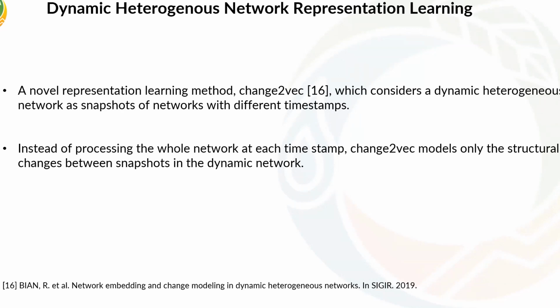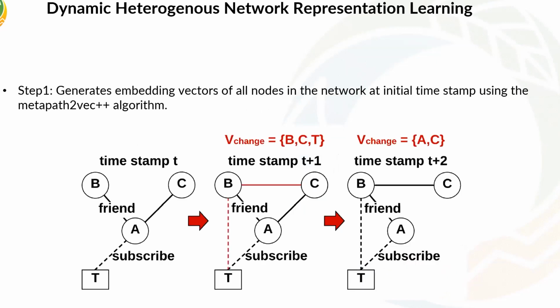So I developed a novel representation learning method named Change2Vec, which considers a dynamic heterogeneous network as snapshots of networks at different time steps. Instead of processing the whole network at each time step, the algorithm models only the structure changes between the snapshots in the dynamic network. There are in total 4 steps in the algorithm. At the initial time step, Change2Vec generates the embedding vectors of all the nodes in the network using the MetaPath2Vec++ algorithm.